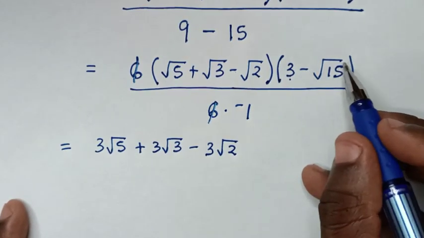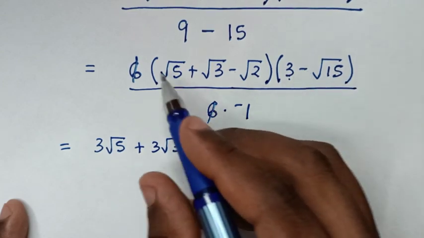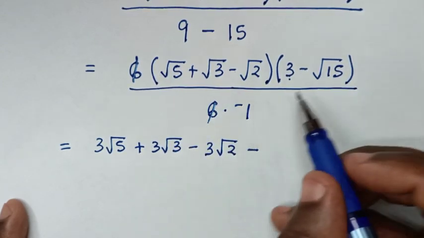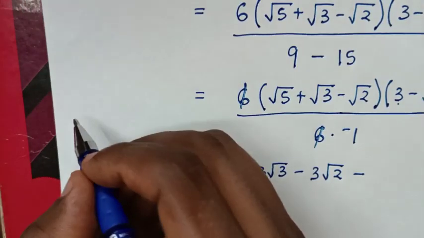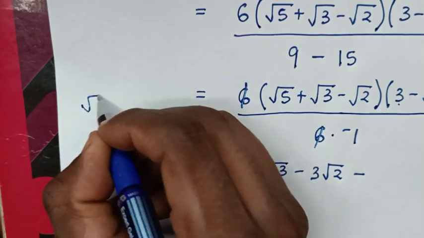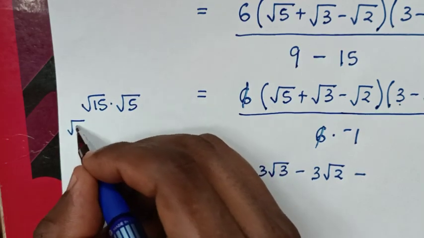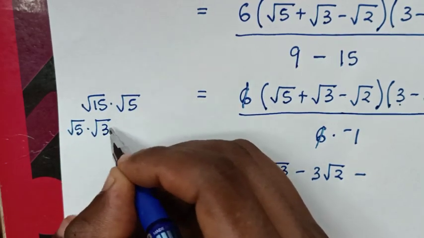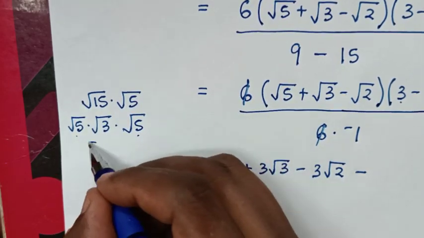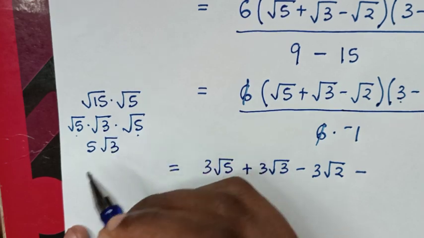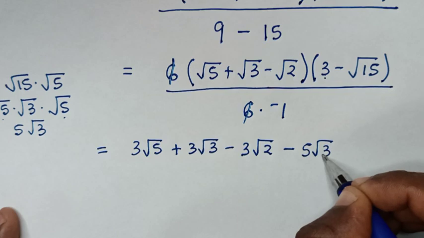Then we come to deal with negative square root of 15 times all this. So it will be negative, square root of 15 times square root of 5. Square root of 15 is the same as square root of 5 times square root of 3, then times this square root of 5. Square root of 5 times square root of 5 is 5, times this square root of 3. So this will be 5 square root of 3.